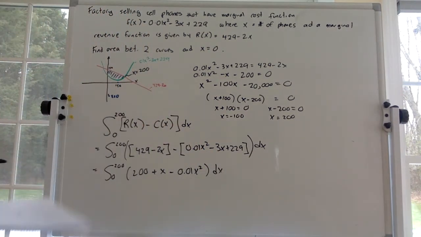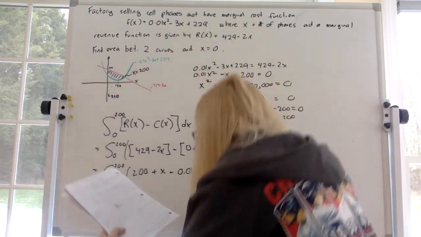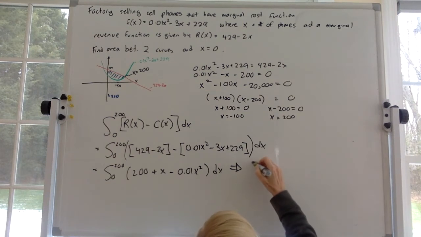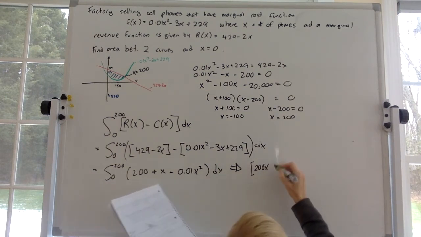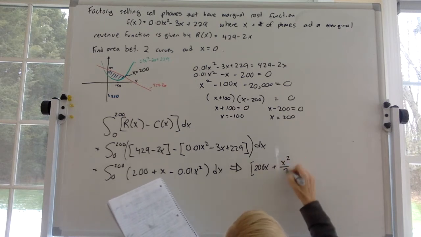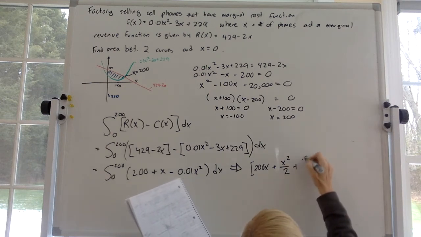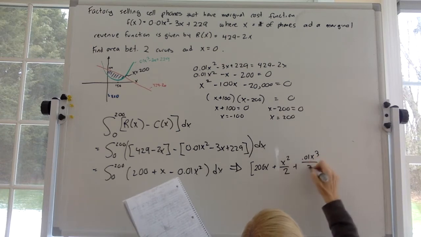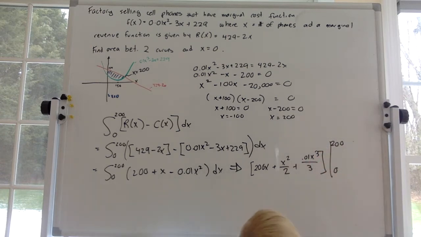Okay, so then we just have to take the antiderivative at this point. So let's see. Antiderivative of 200 is 200x. Antiderivative of x is x squared over 2, right? And then antiderivative of 0.01x squared is 0.01x cubed over 3. And that all goes between 0 and 200. Okay, so it's pretty good because we got a 0. So that just goes to 0.